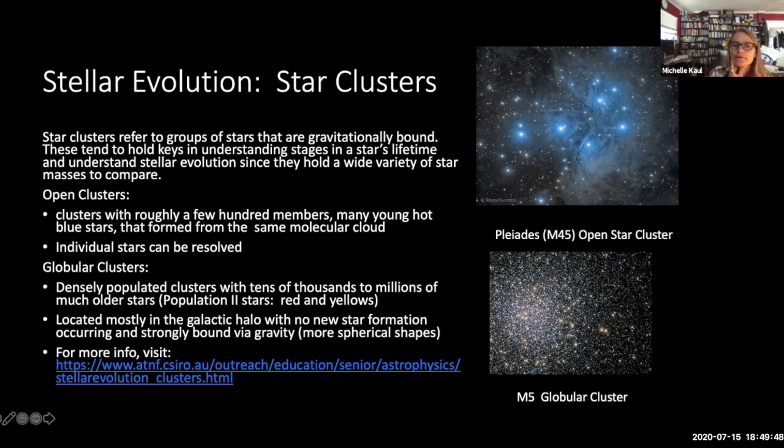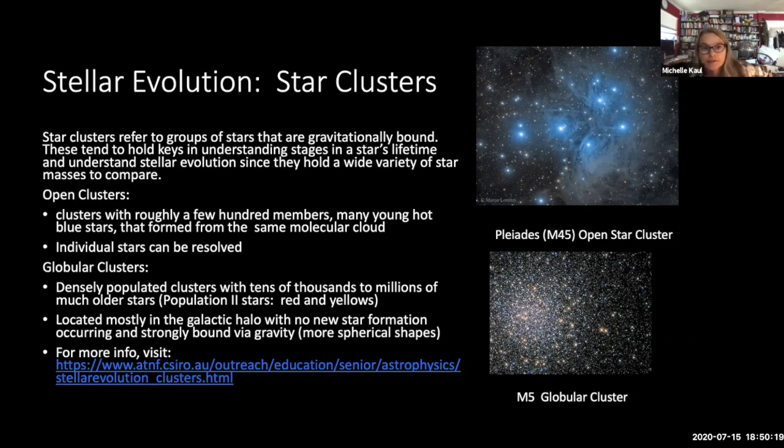And we have two types. We have open clusters, and these are just a few hundred members, and they contain a lot of young hot stars, and they're formed from the same molecular cloud. And this is why we like to study them. We look at a star and we look at their siblings, so to speak, and compare their evolution. Individual stars can actually be resolved, so we can see the individual stars; they're not densely packed together.